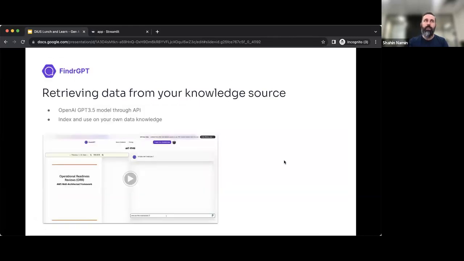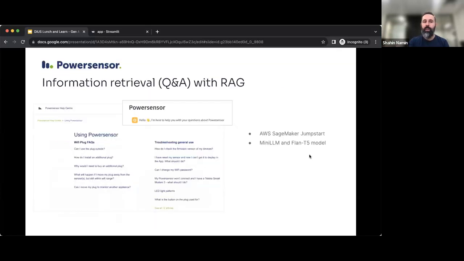Next is Finder GPT. So this is a RAG example where you can pass your knowledge information or data set to this website. It goes and does the indexing, and then you can come and ask questions about your models. So this is using OpenAI in the backend, and it's calling the APIs from OpenAI in order to give you the answer.